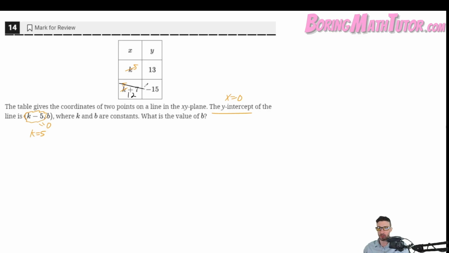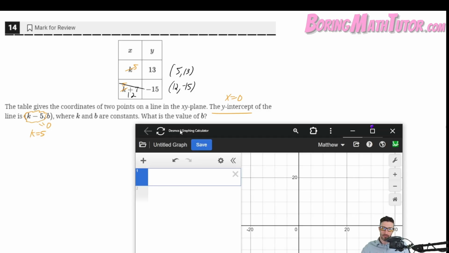So if I want to try to figure out the value of b, then I really just have to figure out how to work with the point 5, 13 and the point 12, negative 15 to figure out my b value.